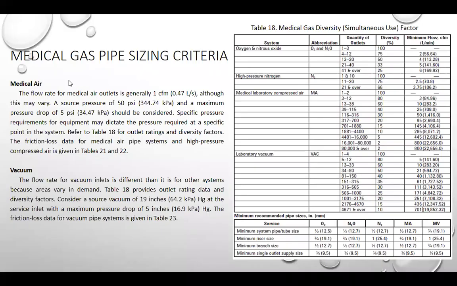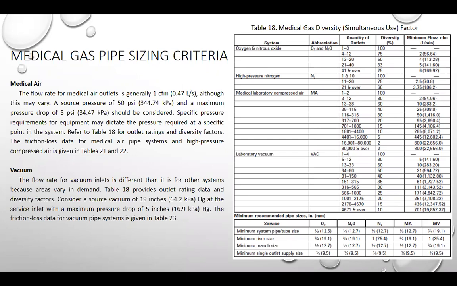So, medical gas pipe sizing criteria. So, piping naman tayo. Kanina sa storage, paano yung sa size ng pump? Sabi nga, iba yung maximum, iba yung peak. Pag pinagsama-sama mo lahat siya, hindi siya pwedeng mag-total. Ibig sabihin, meron siyang factor.